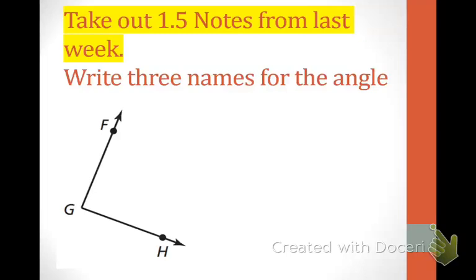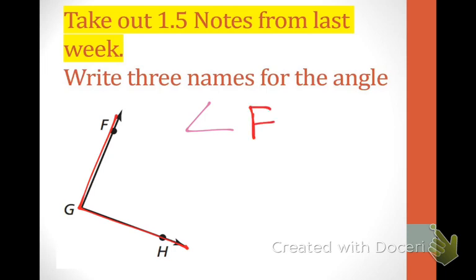So starting with this, write 3 names for the angle. What does the angle symbol look like? It kind of looks like an L, or like a less than sign, but similar to this. Whenever you name an angle, you want to name it like you're drawing it. So what is one way to name the angle?